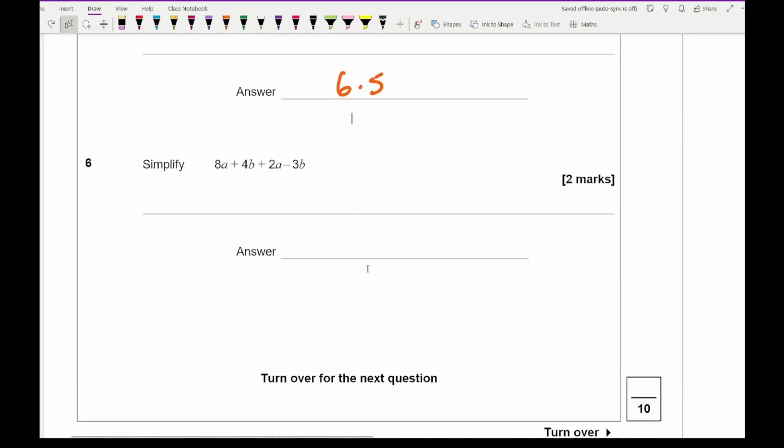For question 6, we're collecting like terms, so we've got 8a plus 2a, which is 10a, and then I've got positive 4, take away 3, gives me 1b. So I can either write that as b, or you could write 10a plus 1b.